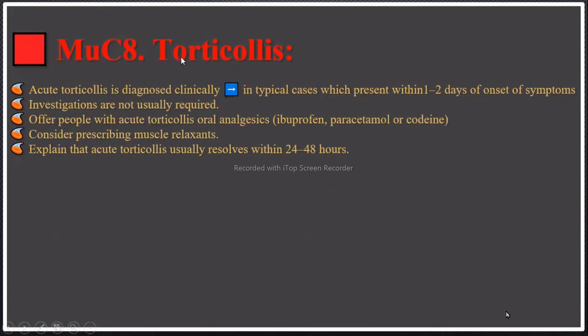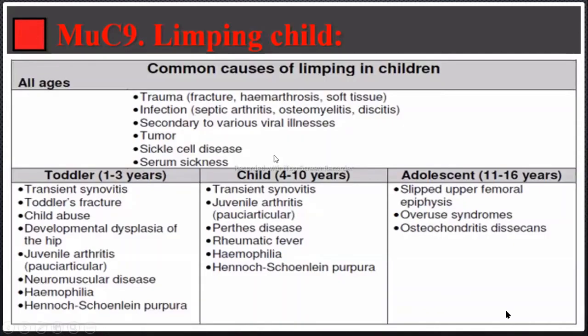Condition number 8, torticollis. Acute torticollis in pediatrics is diagnosed clinically. The patient doesn't have trauma. In typical cases, which present within 1 to 2 days of onset of symptoms, investigation is not usually required. Any patient with torticollis, just give him a painkiller and reassurance. Offer people with acute torticollis oral analgesics: ibuprofen, paracetamol, or codeine. Consider prescribing a muscle relaxant. Explain that acute torticollis usually resolves within 24 up to 48 hours, just reassurance.